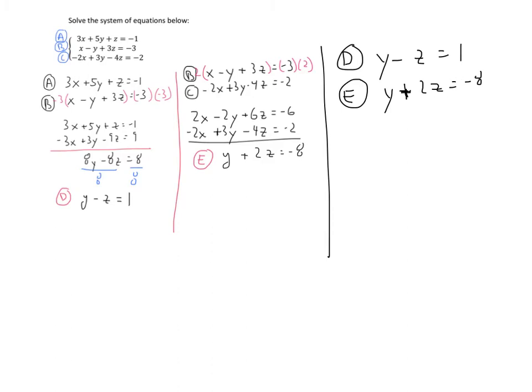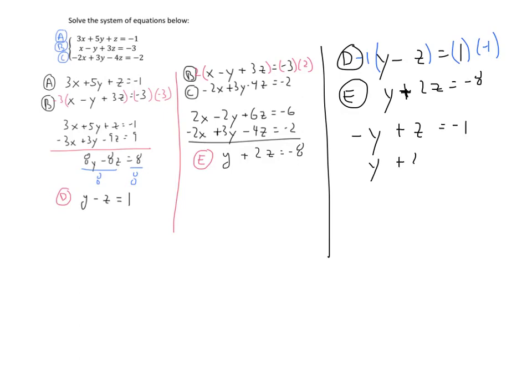Alright, so this one should have been pretty easy. Let's see if you got it right. I'm going to go ahead and multiply the top equation, equation D, by negative 1. So negative 1 times this one. And what am I going to get? I'm going to have negative y plus z is equal to negative 1. And then equation E is going to stay the same.